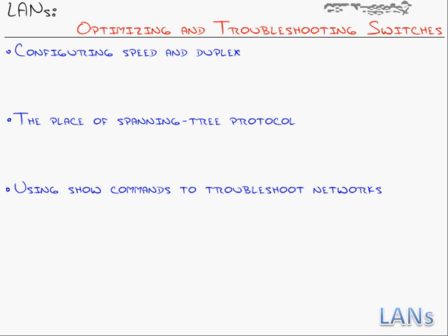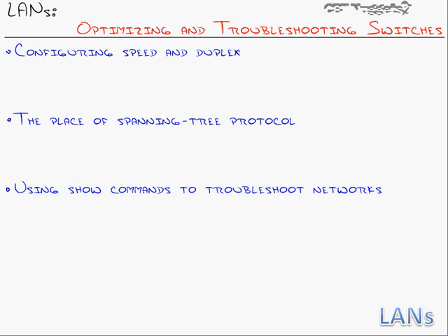Well, here we are. We've reached the final section of working on switches in our LAN environment. Feels like we just got started and we're already to the point where we're going to talk about optimizing and troubleshooting our switches. What we're going to do is just paint a 10,000-foot view, a broad overview of when problems happen in the network, what to do.